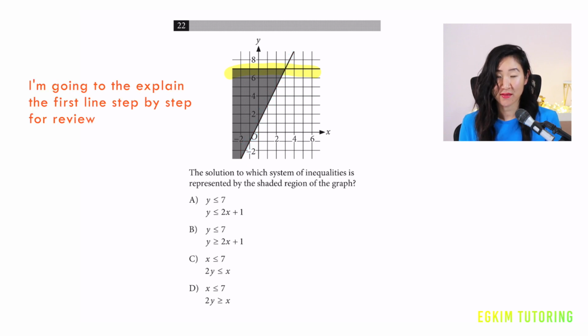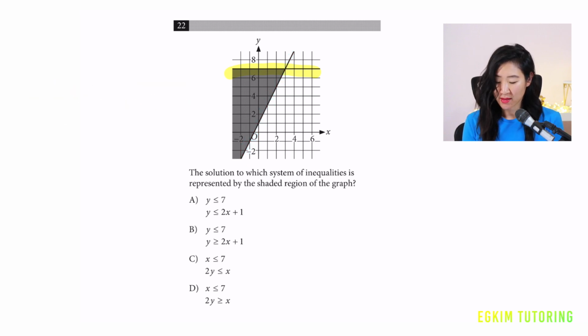A horizontal line has an equation of y equals. In this case, the line is y is equal to 7. The next step is to figure out whether the shaded region is above or below the line. If you notice, the shaded region is below the line. So now we have an inequality of y is less than 7. Since the horizontal line is a solid line instead of a dotted line, you want to include this boundary. So our final inequality is going to be y is less than or equal to 7.